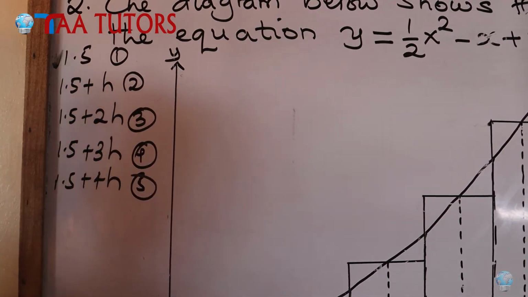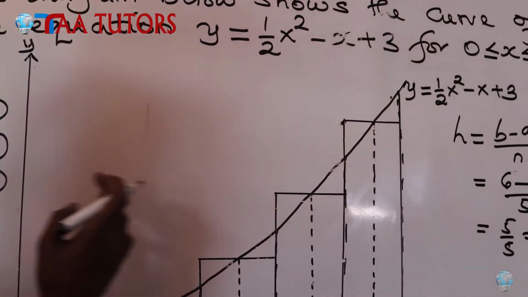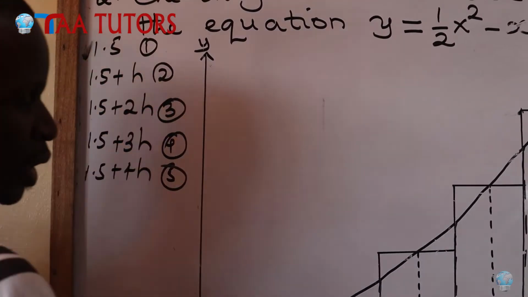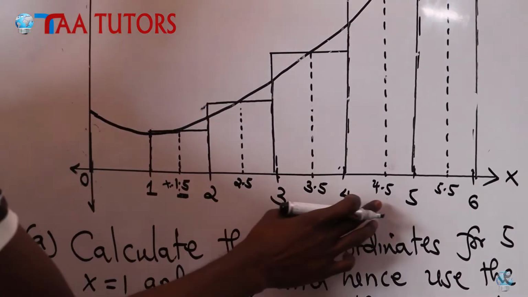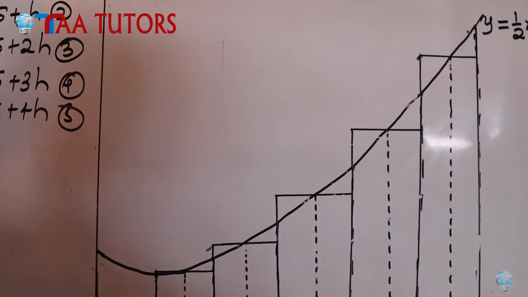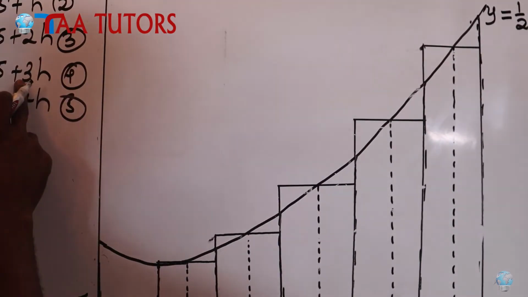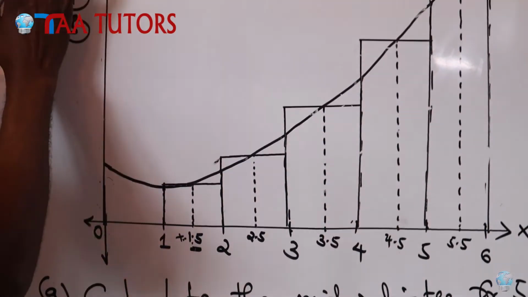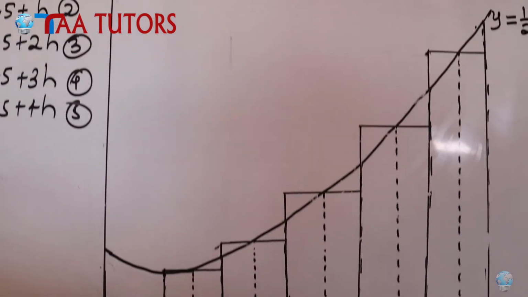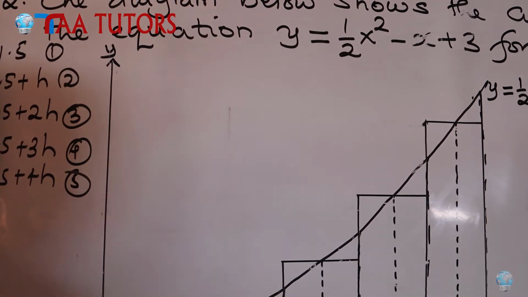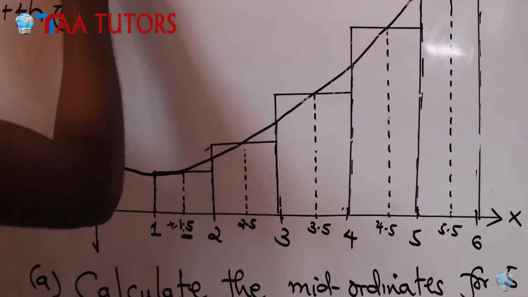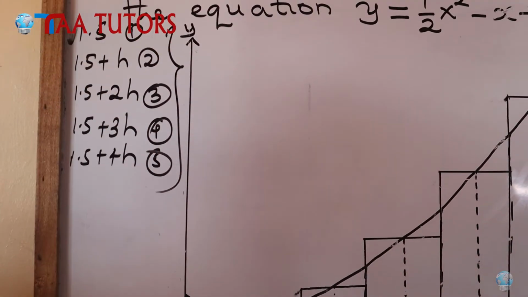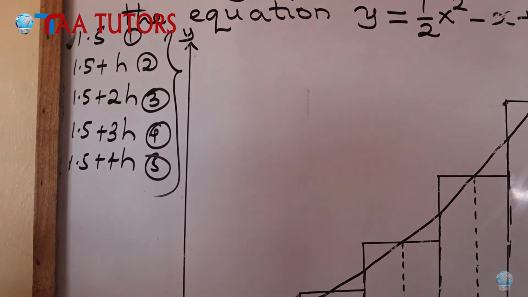So in this case we have 1 times 4 is 4, 4 plus 1.5 is 5.5. If you want to get this one, it will be 1.5, which is the first mid-ordinate, plus 3h. So that will be 3 times 1 is 3, plus 1.5 is 4.5. So that's how you fill them. If you can do this one, then it will be easy. Students usually have difficulties determining the mid-ordinates, and there's a way to determine them: you just need to find the first ordinate. If you can find the first ordinate, then you are right.